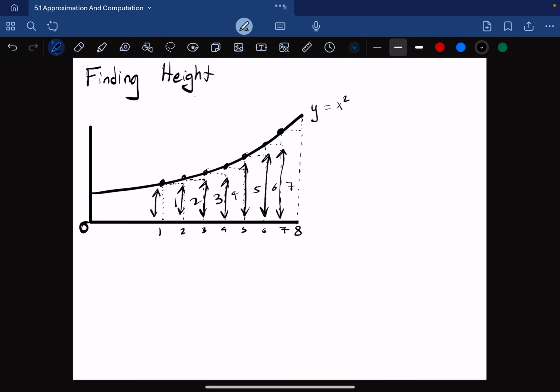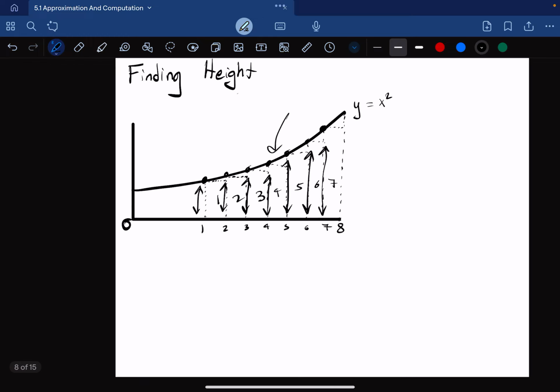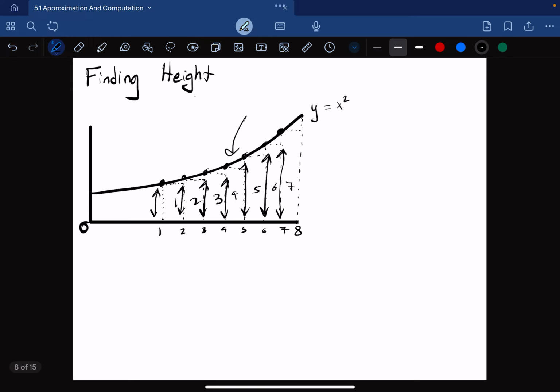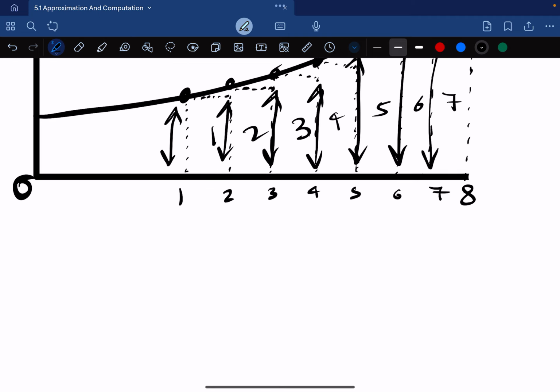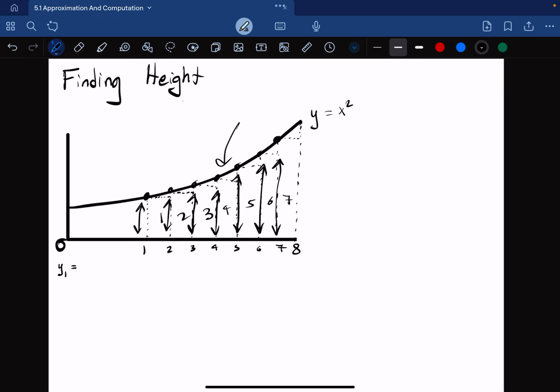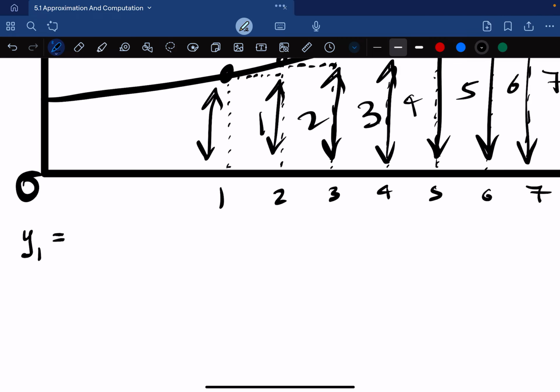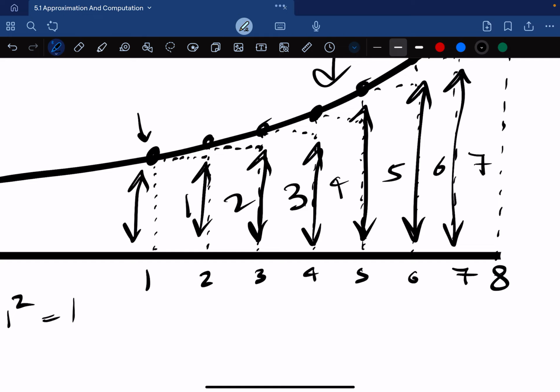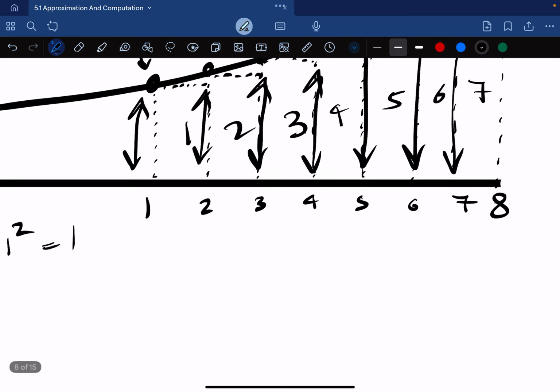And what we're going to do to find this height is we're just going to plug it into the actual equation of this line at the top. So if the x value for our very first endpoint is at 1, we're simply going to say our first height, or y1, is going to be equal to our function. So our function in this case is x squared. So y1 is going to be equal to if 1 was subbed in for x. So 1 squared, so 1. So this point right here is at 1, 1.